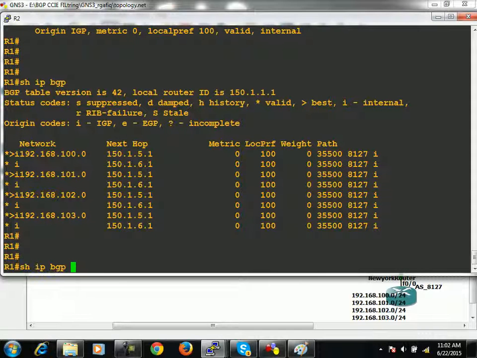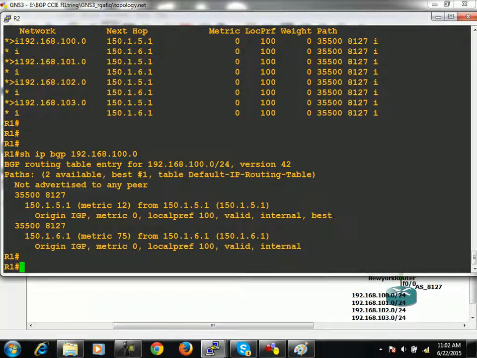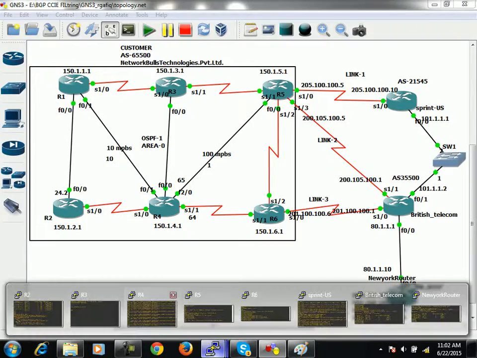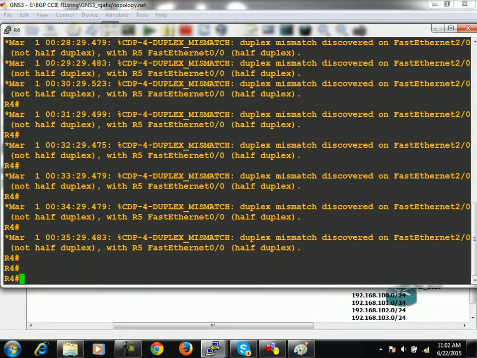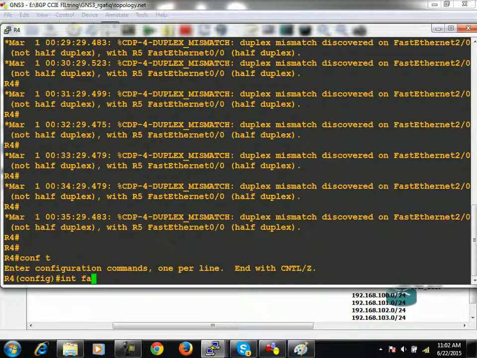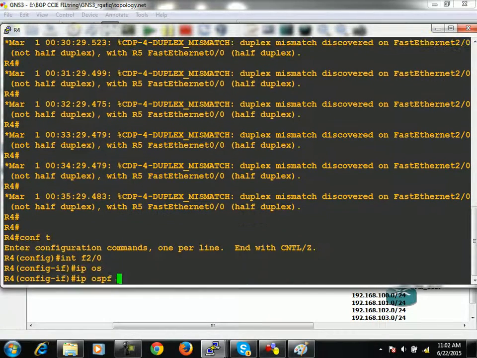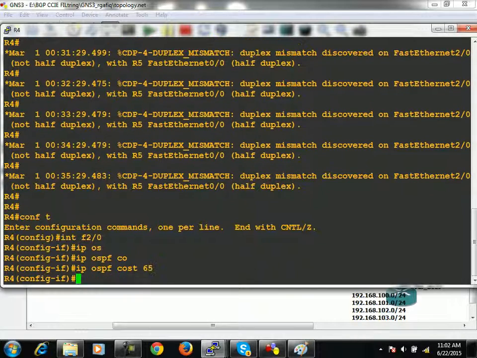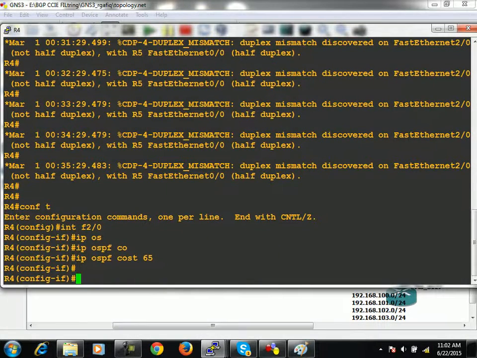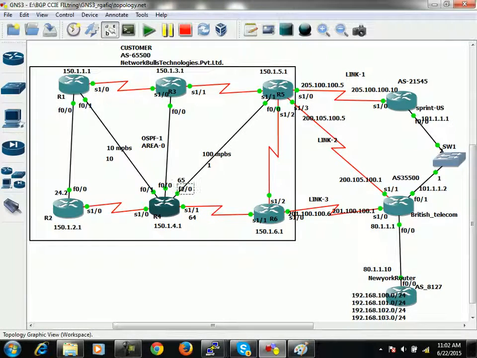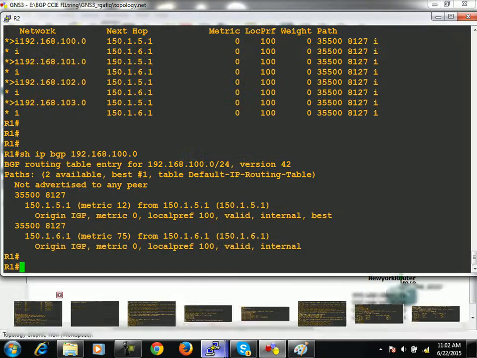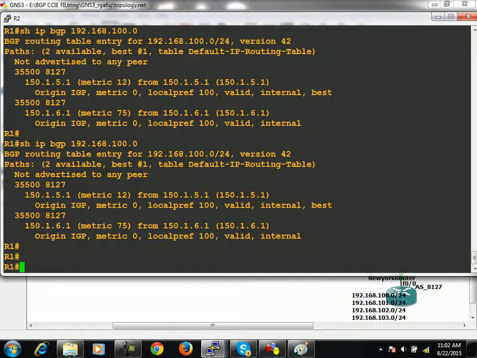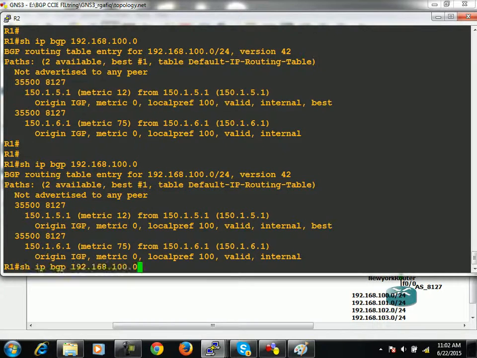Fine. See, we have not made any change on R4 yet. So go to F2 by 0. IP OSPF cost is what? Make it 65 now. Here. Now you move back again on R1. Check it out. Just wait, it will take some time to synchronize.